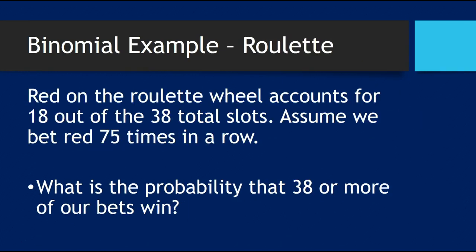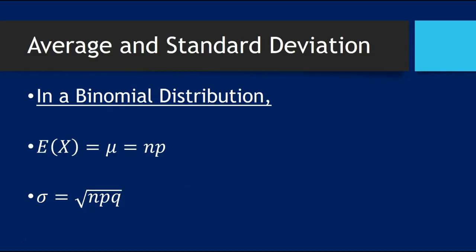Now that gets really cumbersome if we're talking about rolling a roulette wheel 75 times in a row, right? That means my distribution would have had to have possibilities from 0 all the way up to 75 if I wanted to find the average and the standard deviation as well. It turns out that with the binomial example, we have a nice shortcut for finding the average and standard deviation.